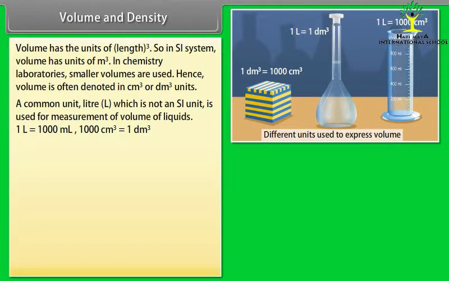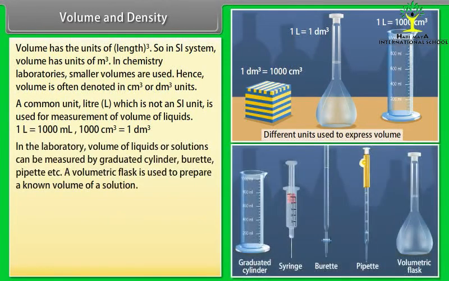1 liter is equal to 1000 milliliter. 1000 centimeter cube is equal to 1 decimeter cube. In the laboratory, volume of liquids or solutions can be measured by graduated cylinder, burette, pipette, etc. A volumetric flask is used to prepare a known volume of a solution.